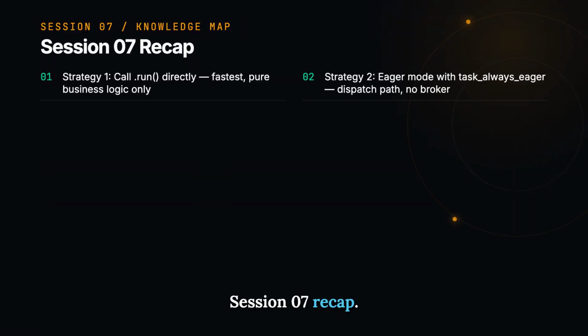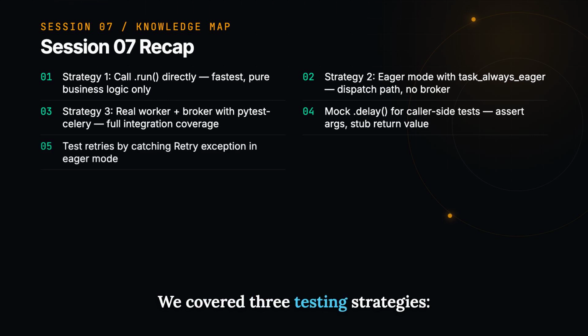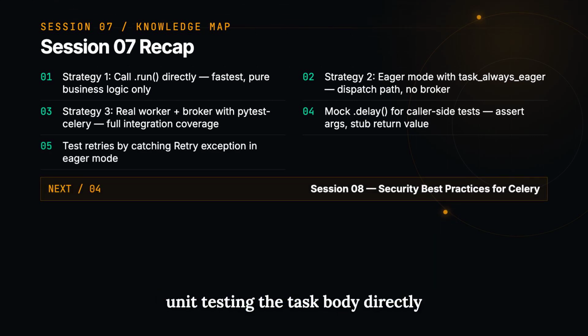Session 07 Recap. We covered 3 testing strategies: unit testing the task body directly with .run, eager mode for integration-style dispatch testing, and a real worker plus broker with pytest-celery for full coverage. We also learned mocking .delay for caller-side tests and testing retry logic by catching the retry exception. Always match the strategy to what you need to prove. Session 08 will cover Celery security best practices.